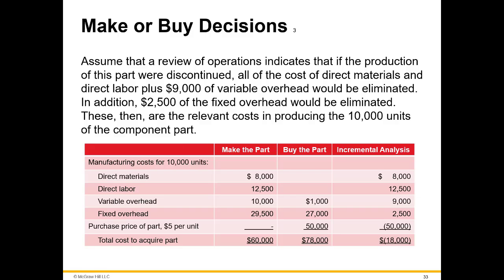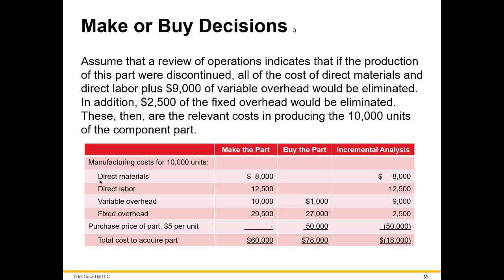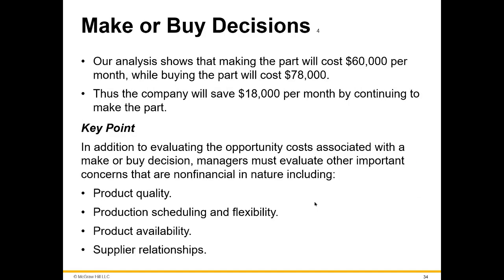So we're able to compare making the part and buying the part and see which one makes us better off. Okay, our analysis shows that making the part will cost $60,000 per month, while buying the part will cost $78,000 per month. And so we can see that the company will save $18,000 per month by continuing to make the part. There are also a number of other factors, like if we buy it, will the product quality be sufficient? Will it be there when we need it? Do we have a good relationship? A lot of non-financial.